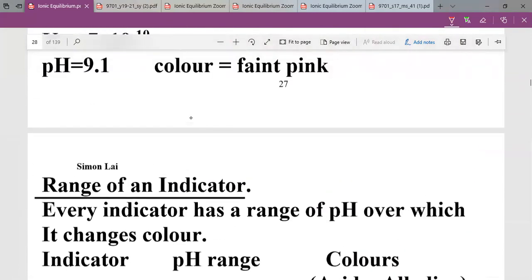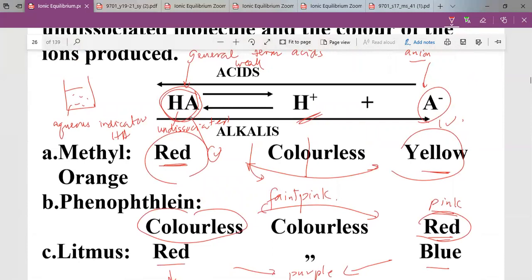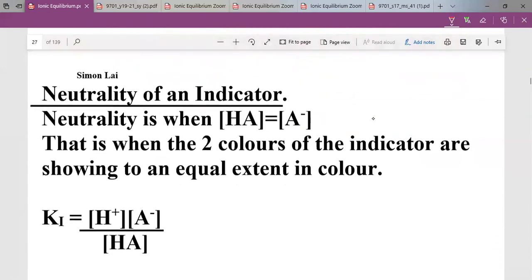So why is it colored? Because of HA and A minus, or one of them or both of them. So the middle point is when they are equal in concentration. You see why afterwards. So what's the indicator? It's a weak acid. Very important, weak, because then you can have three species: HA, H plus, and A minus. It's a weak acid or weak base. Don't care if we say acid, easier to discuss.